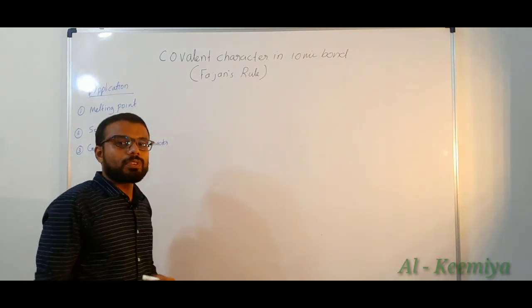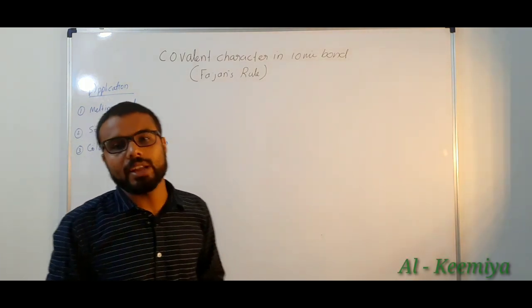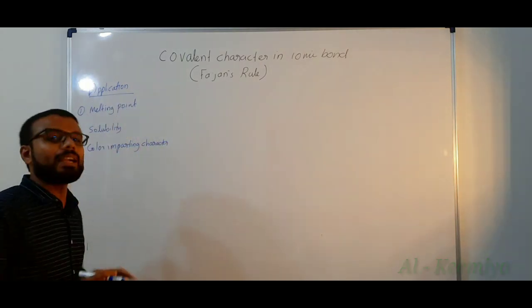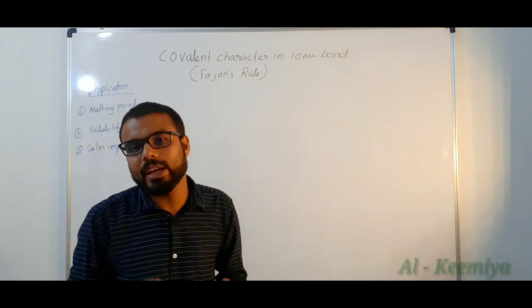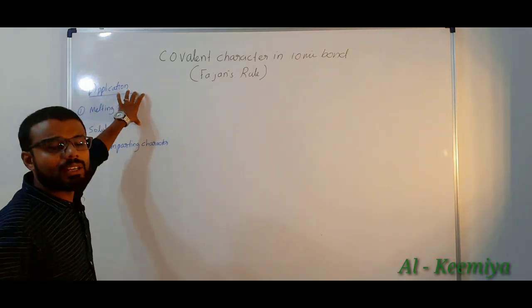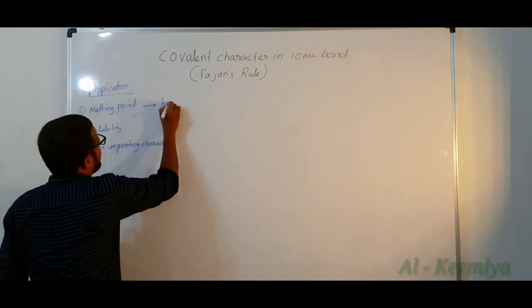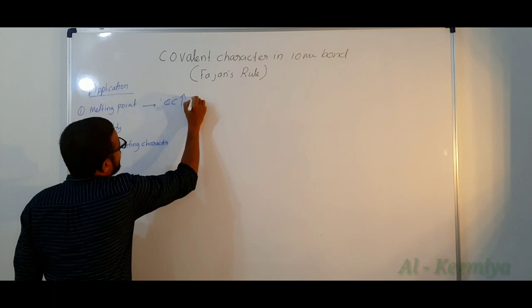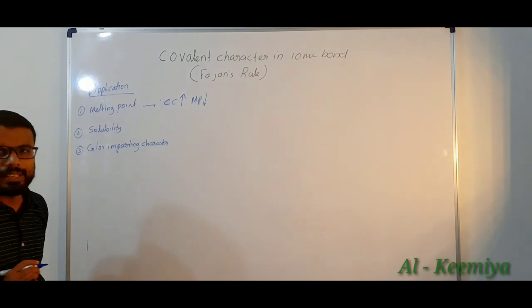Now, application of this covalent character in ionic bond, application of Fajan's rule. Okay, what are the applications? First one, the melting point. Suppose if you get some compound, which one have higher melting point, we can predict based on this Fajan's rule. Okay, higher the covalent character, lower the melting point. Covalent character increases, melting point decreases.